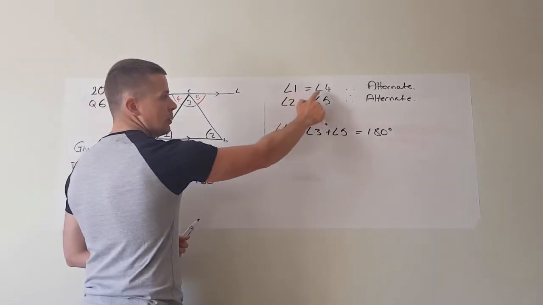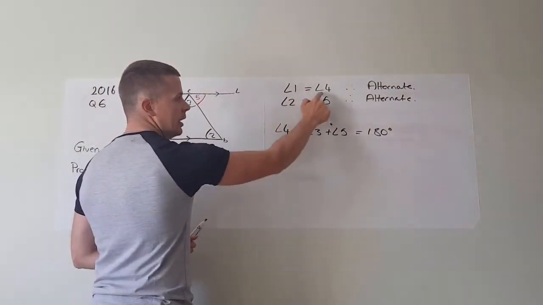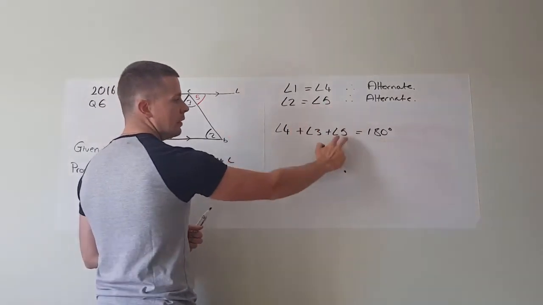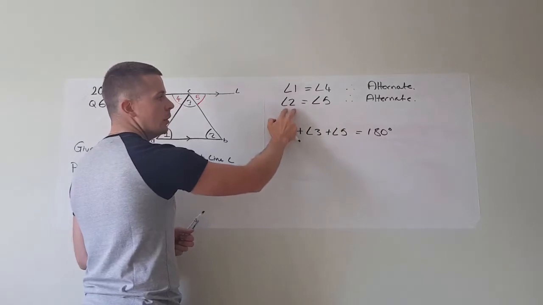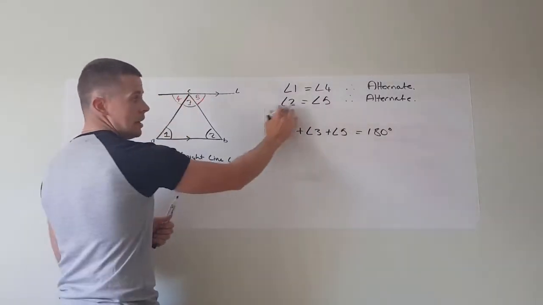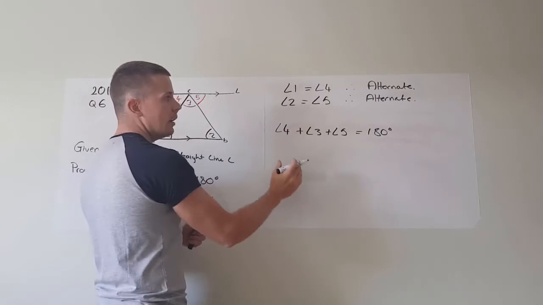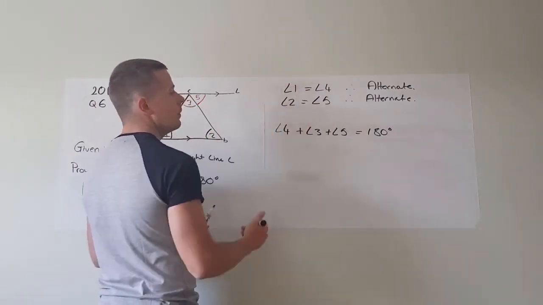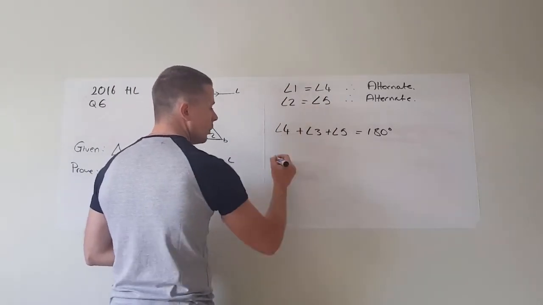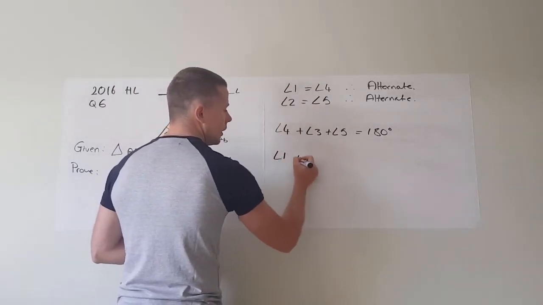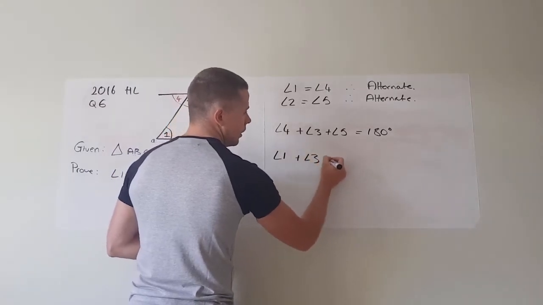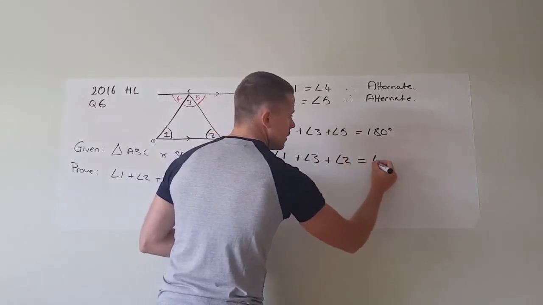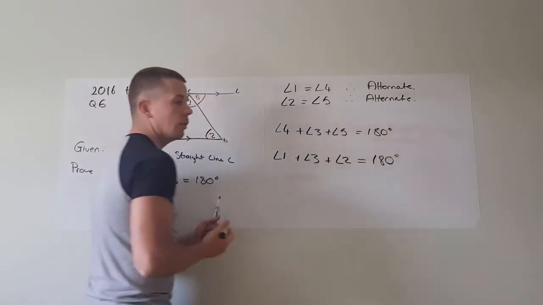If angle 1 is equal to angle 4, can't I replace angle 4 with angle 1? Can't I do the same with angle 5, replace angle 5 with angle 2? So that's what I'm going to do. By subbing out angle 4 and subbing in angle 1, I haven't changed anything. The two of them are equal, the two of them are the same. So replacing angle 4 with angle 1, keeping angle 3 where it is, and then replacing angle 5 with angle 2, that has also got to be equal to 180 degrees.